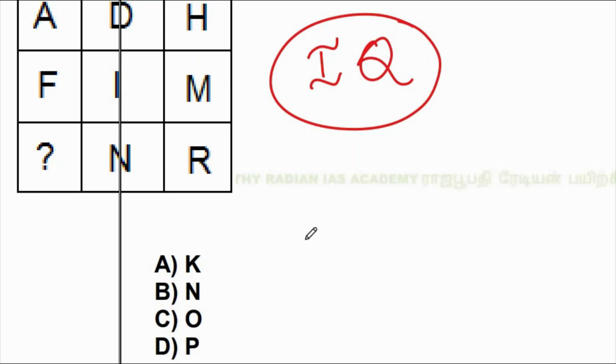Okay, right. Understand? See the first row. A, after that D, after that H. We know that A, B, C, D. So after A, D appears. Therefore, it is A plus 3. A plus the third letter is D. D plus the fourth letter is H: E, F, G, H. Similarly, F plus the third letter is I, plus the fourth letter is M. And similarly, here you should get the third letter before N. So K is the answer.